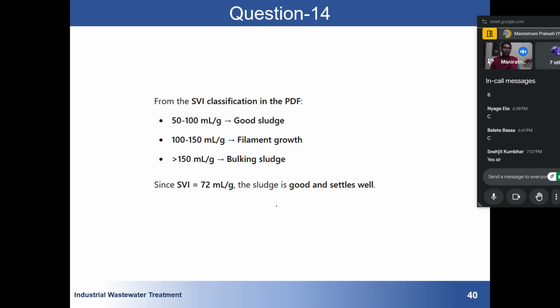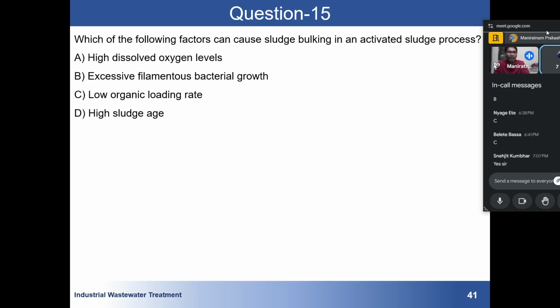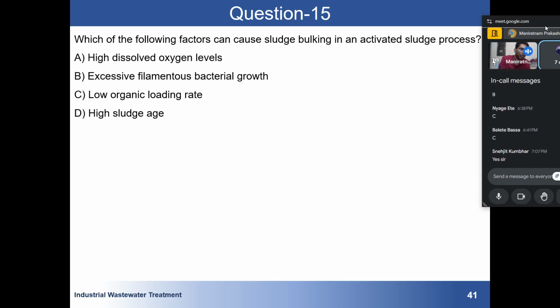Any doubt till now? Anyone with any doubt? No, then again we have some objective questions. At least try to solve this.